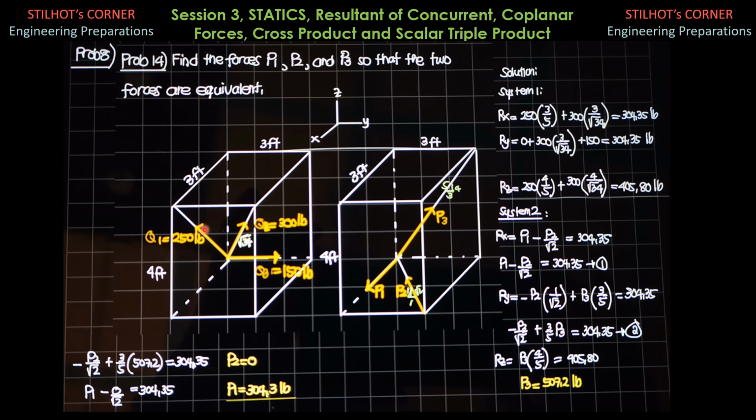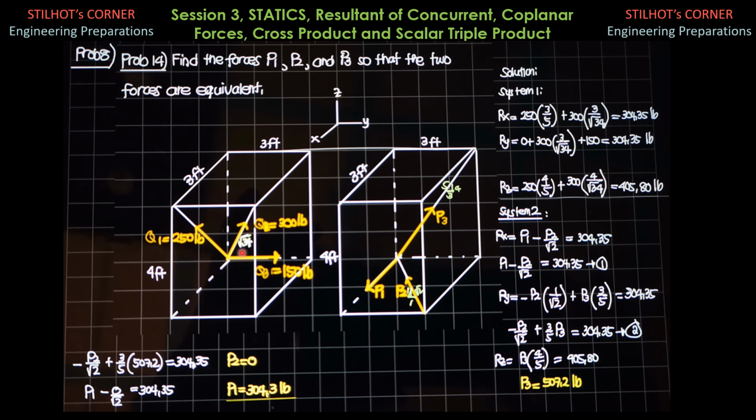So Q1 has a component x, this is 3, that's 90 degrees, hypotenuse. So 4 feet, hypotenuse is 5 feet because this is 3 feet. So the x component of 250 is positive: 250, x component of distance 3 divided by distance 5. So 250 times 3 over 5.